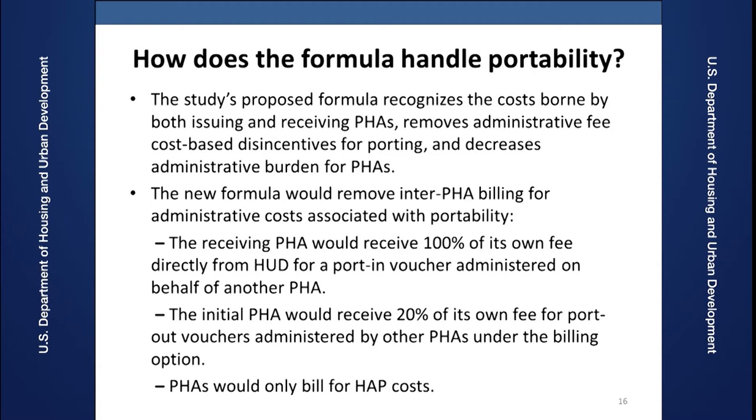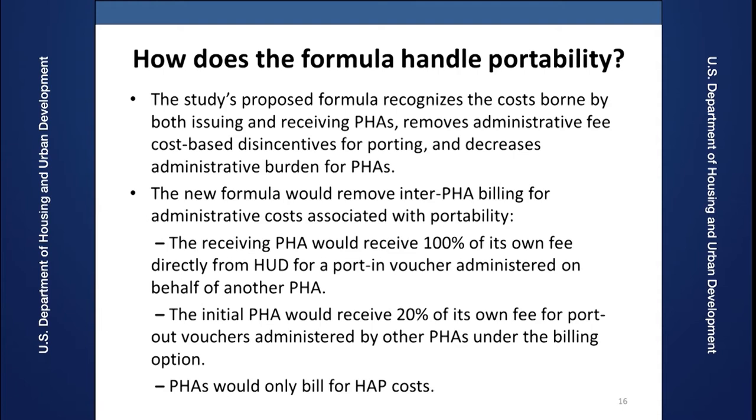So the proposed formula would remove inter-PHA billing for administrative costs associated with portability. So PHAs under the new formula receive 100% of their fee for their own vouchers that they administer in their area and also for port-in vouchers that they administer on behalf of other PHAs. And then the issuing PHAs receive a supplemental 20% of their own admin fee for any port-out vouchers that are administered by other PHAs. And that 20% is to cover the billing work around the HAP, because that would continue. So PHAs would not bill for the administrative fees anymore, but they would continue to work with each other to bill for the HAP.